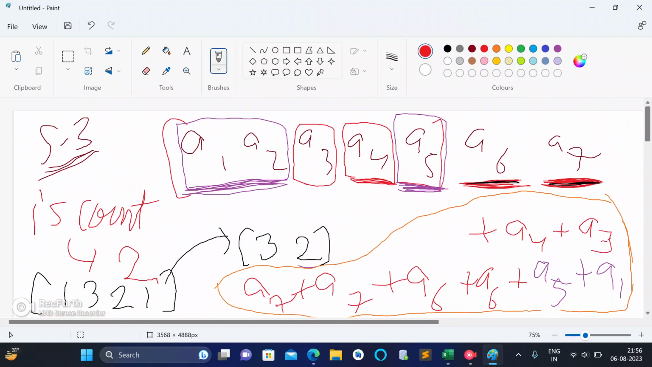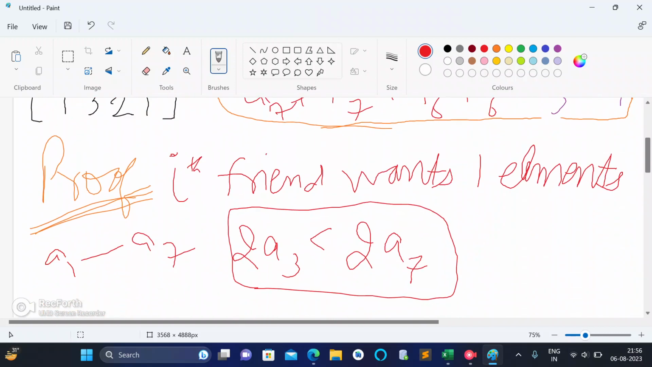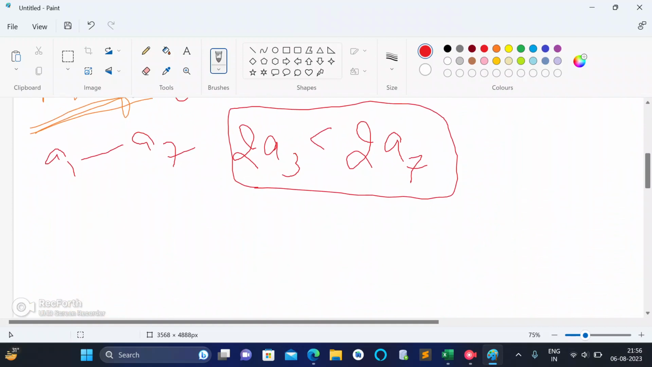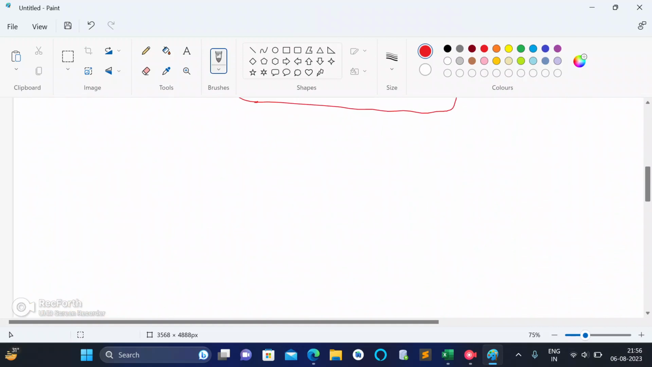So that's why, in the above scenario, when my first friend wants only one element, I give him A7. My other friend, which is actually my fourth friend, also wants only one element. You can see 1 3 2 1, so that's why I give him A6. Okay, so this is my first thing.